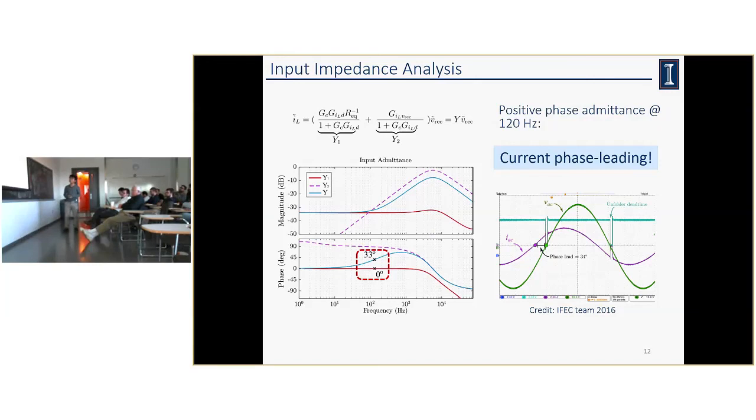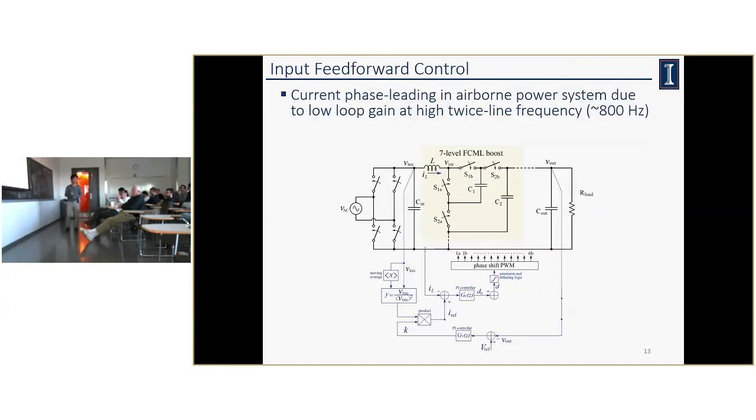Current phase leading is not a new problem. In airborne power systems, like in airplanes, they operate the line frequency at a much higher frequency, say 300 to 400 hertz, so that the gain at that frequency is also very low.